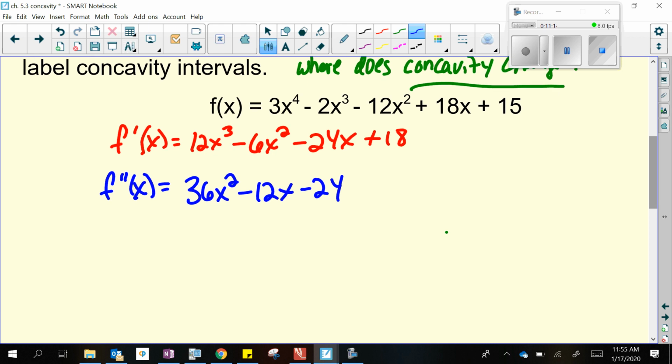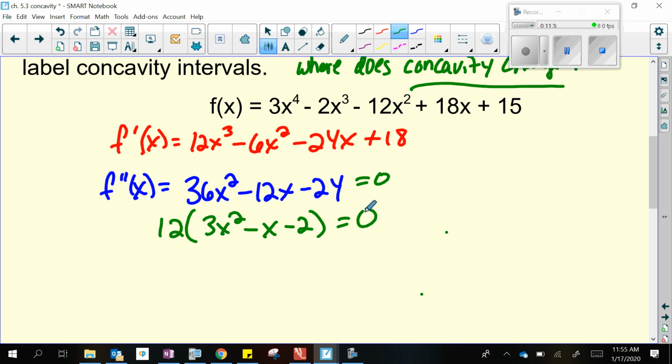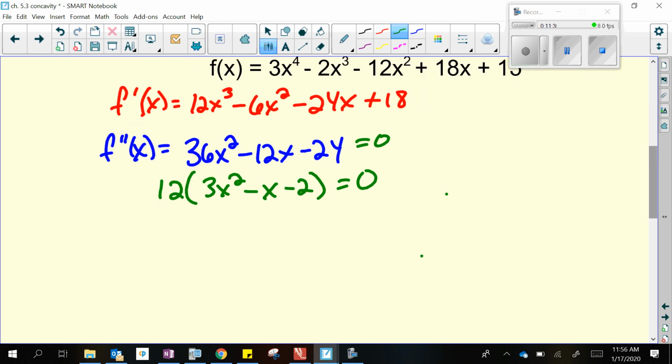So I found my second derivative, and now I want to find out where concavity changes, so I'm going to set it equal to 0 and solve. What can I do here? Take out a 12, and I get 3x squared minus x minus 2. AC method, right? What multiplies to negative 6 and adds to negative 1?